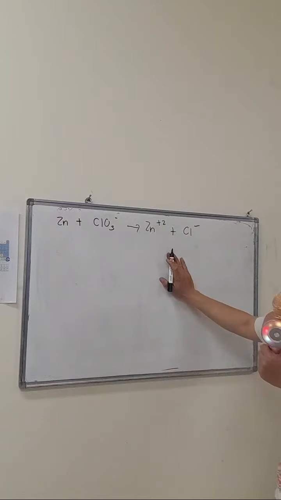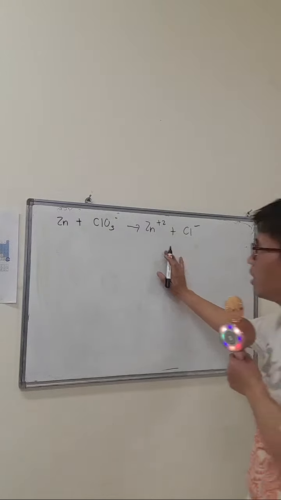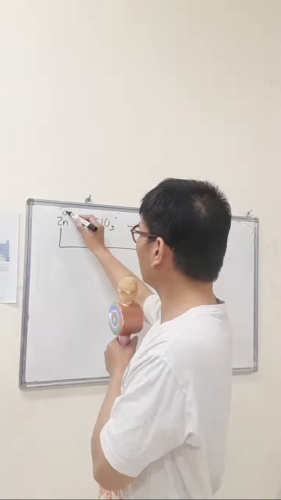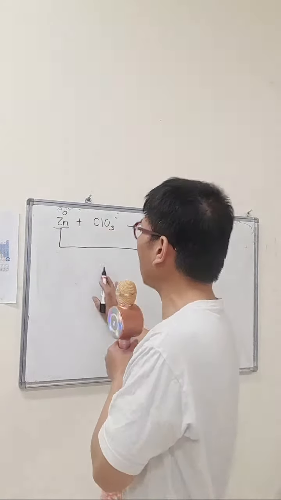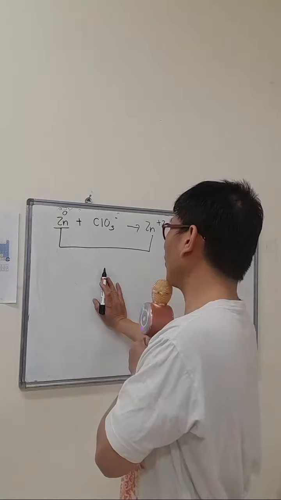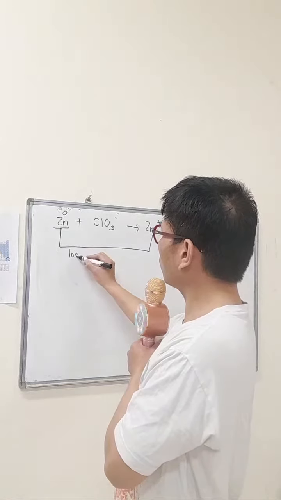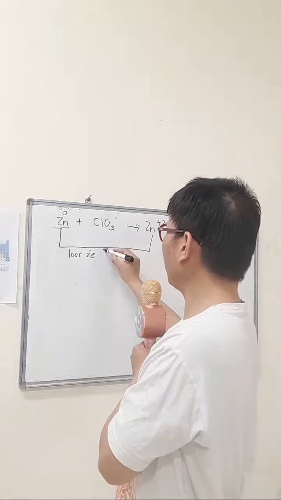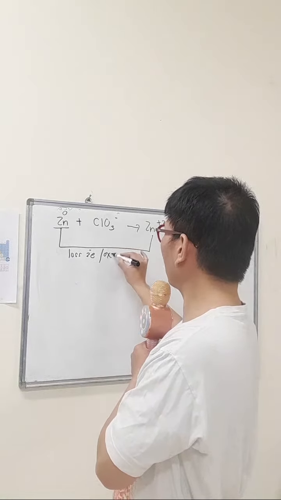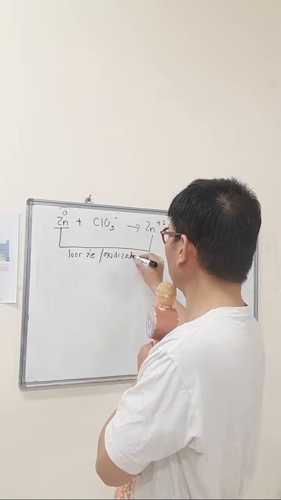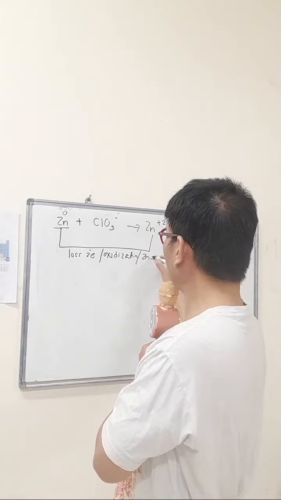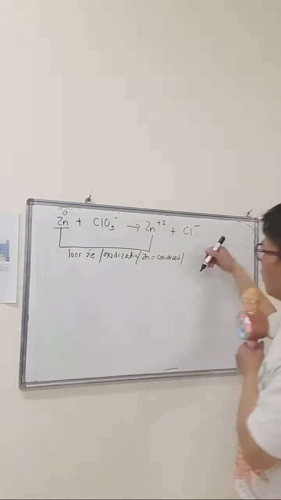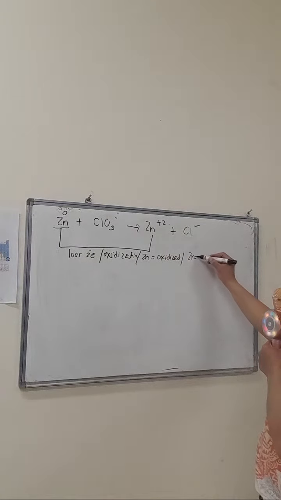From Zn to positive 2 is increasing oxidation number. Increasing oxidation number means loss of electrons, so oxidation. Zinc is oxidation, from 0 to positive 2, because it's a lone element. Loss of 2 electrons, and then there's going to be oxidation. Zinc is oxidized.